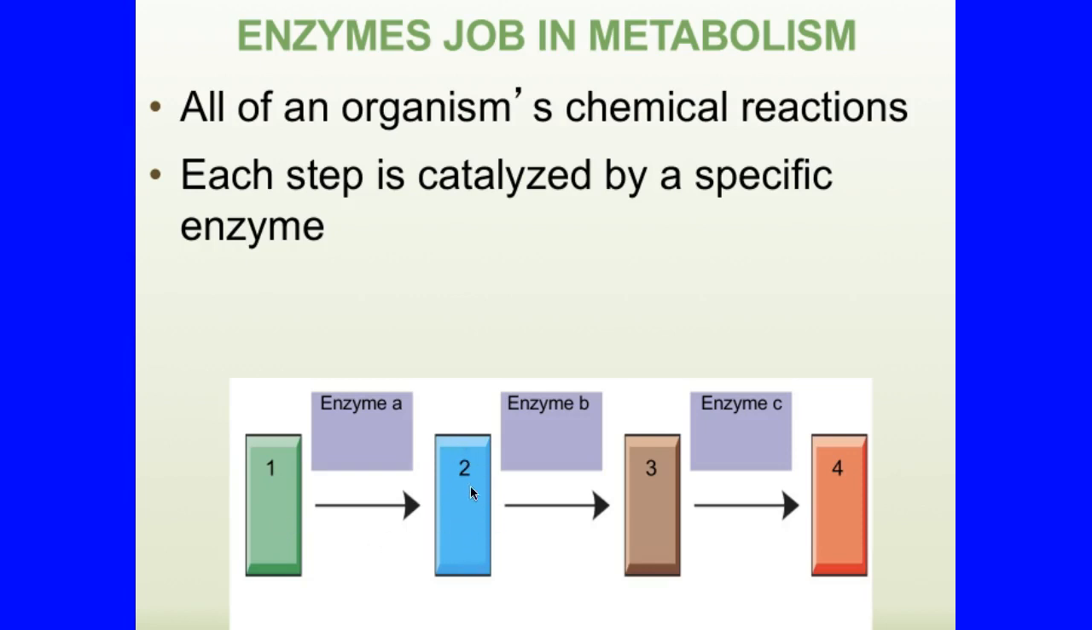Then this substrate will undergo a reaction with enzyme B and become a whole different product, the next one, which would be this brown color. Then this brownish number 3 will be used up and broken apart or transformed with enzyme C. And that is your final resulting product, which is this nice bright orangish color. So every single step is catalyzed by a very specific enzyme.